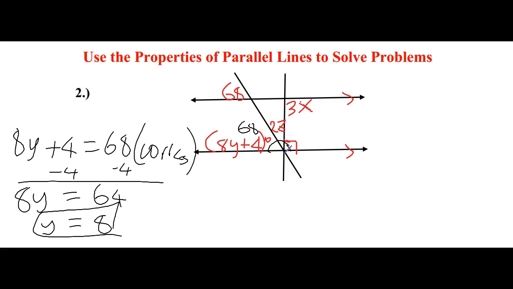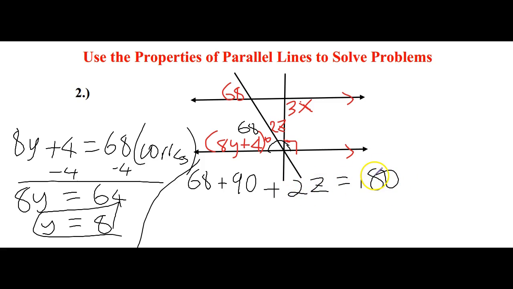Okay, so we can do that. We can do angle 68. Since we already found this to be 68, we don't need to use this anymore. 68 plus 90 plus 2z equals 180. Another thing we could do, since this part is already 90, is say this 2z plus this 68 should add up to be 90. You can do it that way also, you get the same thing.